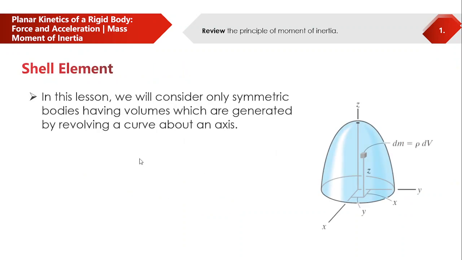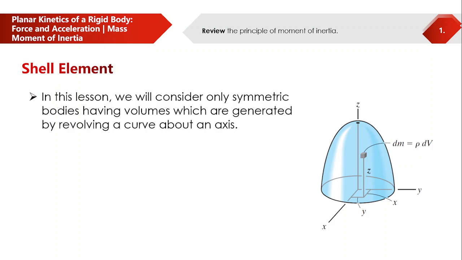Now, there are two ways to solve for mass moment of inertia. First is your shell element. So in this lesson, we will consider only symmetric bodies. Take note, symmetric bodies lang.